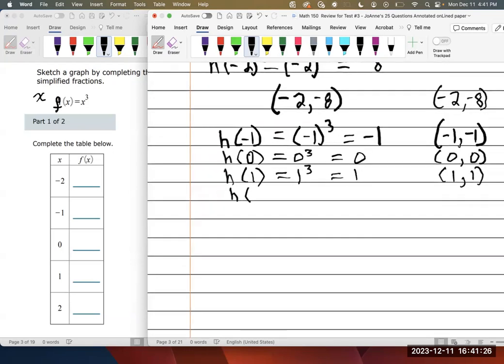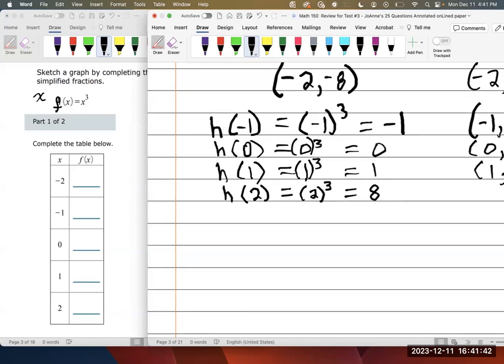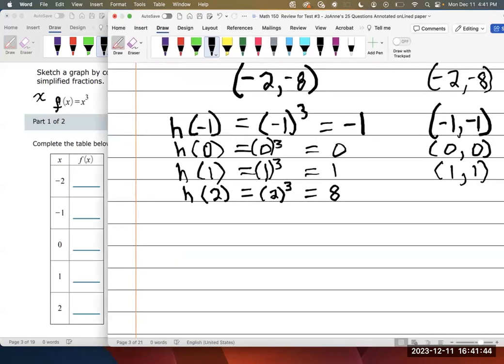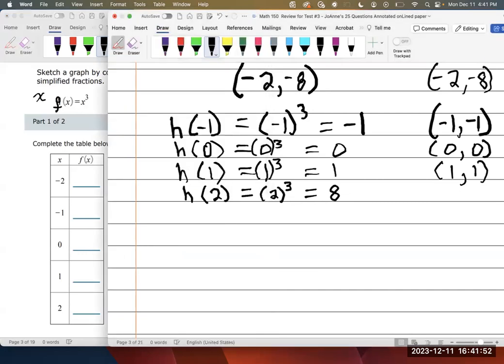h of +2. Notice when the numbers are positive, I don't have to have the parentheses. It's not wrong. 2 cubed is 2 times 2 times 2, which is 8. So when my input is 2, my output is 8. So then we graph these coordinate points.